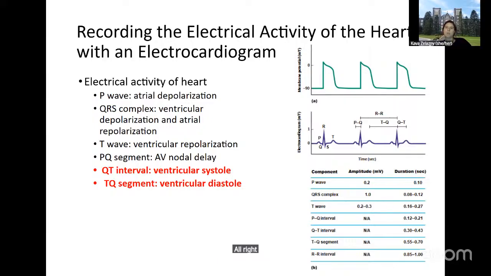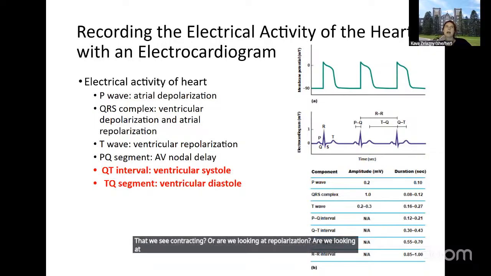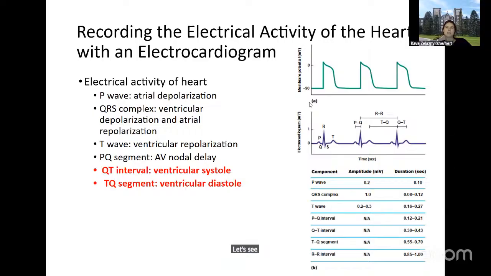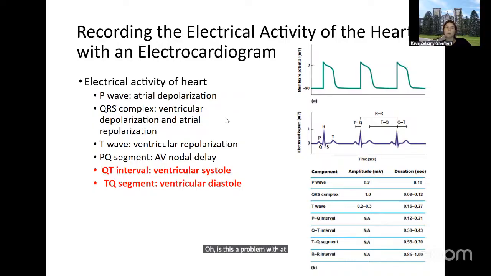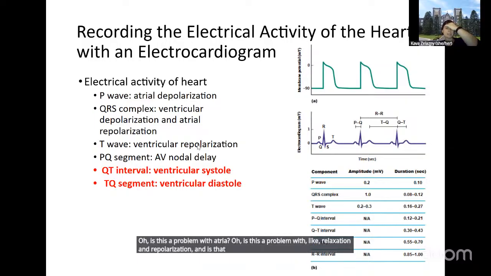All right. So we can tell things when we look at this electrocardiogram about, okay, is it an atrium that we're looking at contracting versus is it a ventricle that we see contracting? Or are we looking at repolarization? Are we looking at going back to a relaxed state, right? All of that information is in this electrocardiogram. So you would be able to tell, oh, is this a problem with atria? Is this a problem with relaxation and repolarization? And is that in the atrium or in the ventricle?